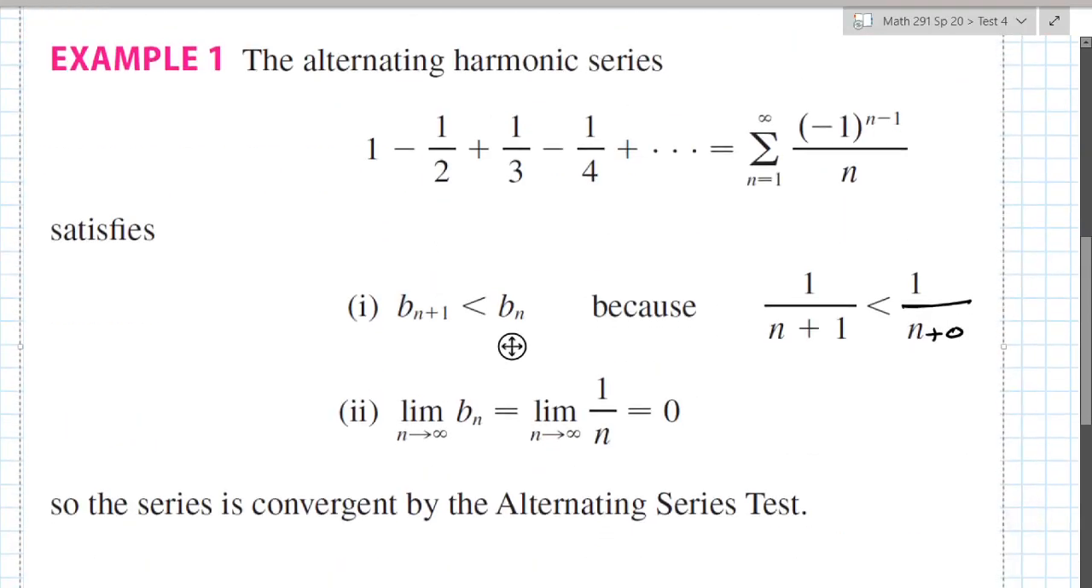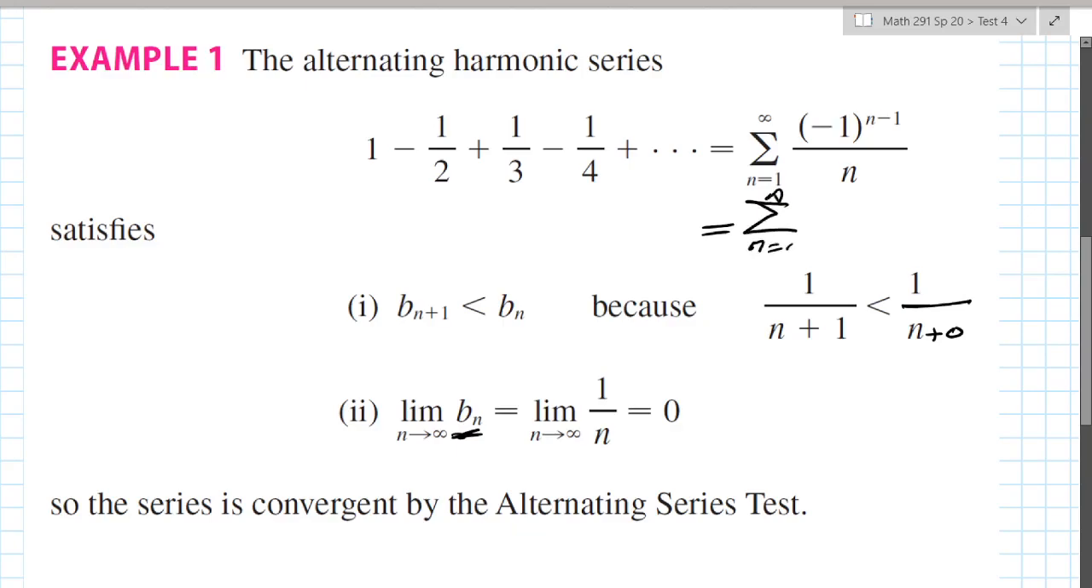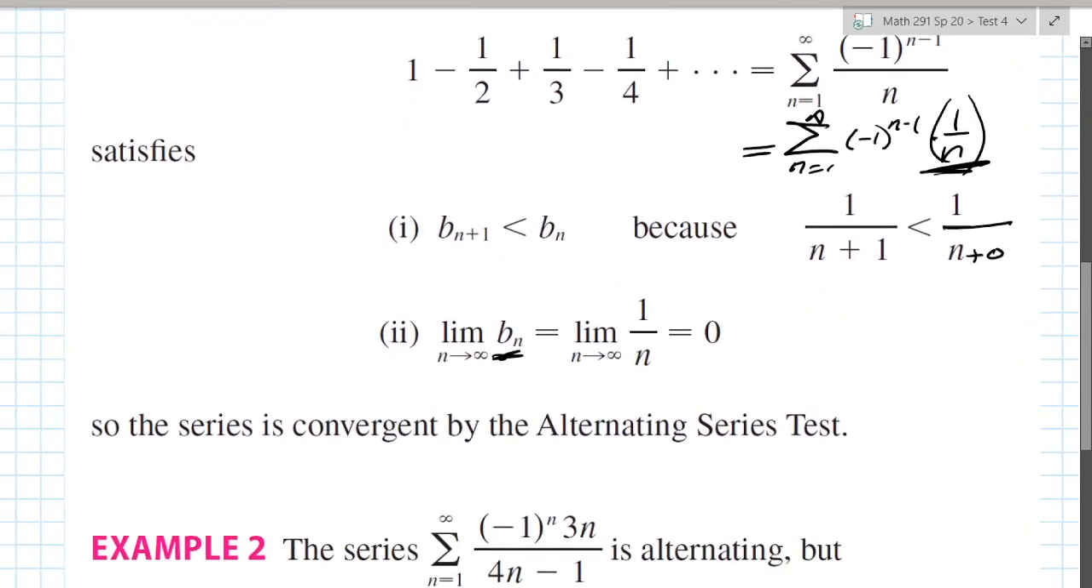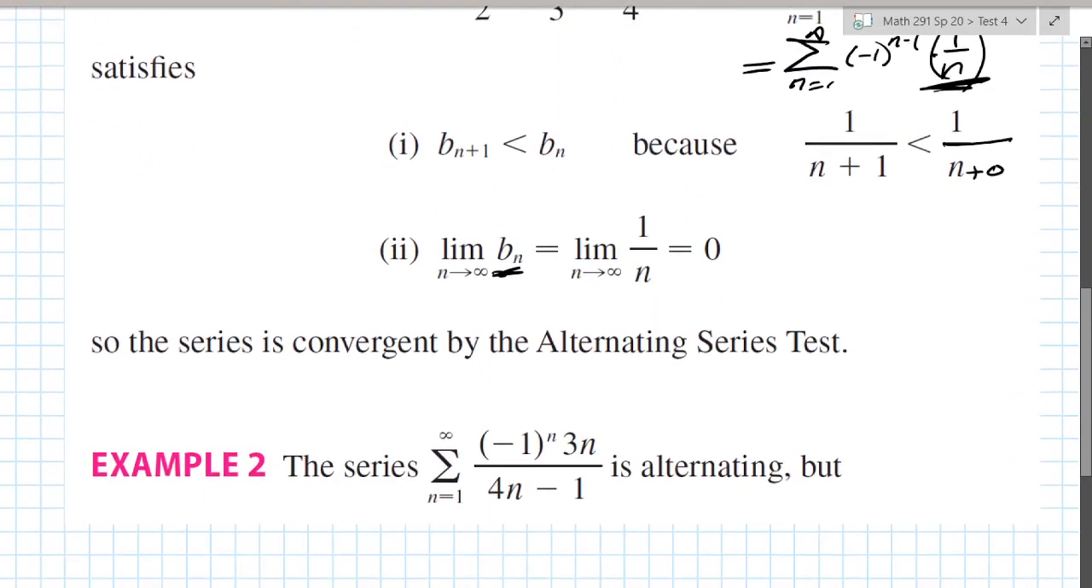And then if we take the limit as n approaches infinity, notice the b sub n is just this part without the alternating signs. So if you write it like this, you've got a -1 to the n minus 1 times 1 over n. So this part is the b sub n term. That is obviously approaching 0 as n approaches infinity. So that one is convergent.